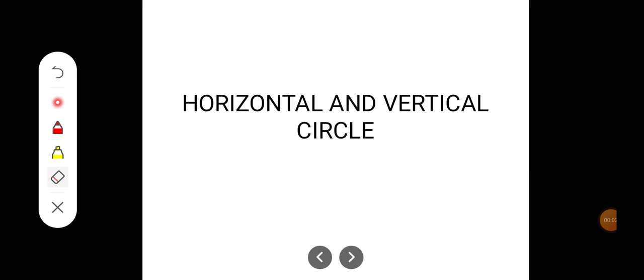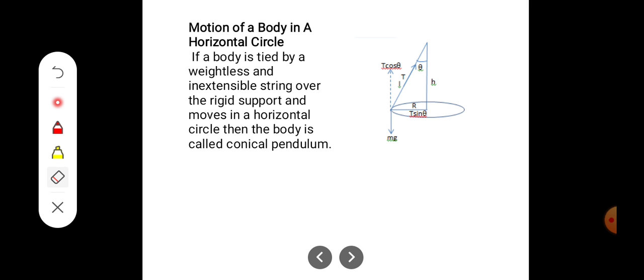Okay, today we'll be looking at horizontal and vertical circle. Okay, a horizontal circle and a vertical circle. So I'd like you to follow me step by step. Okay, now look at here the motion of a body in a horizontal circle.